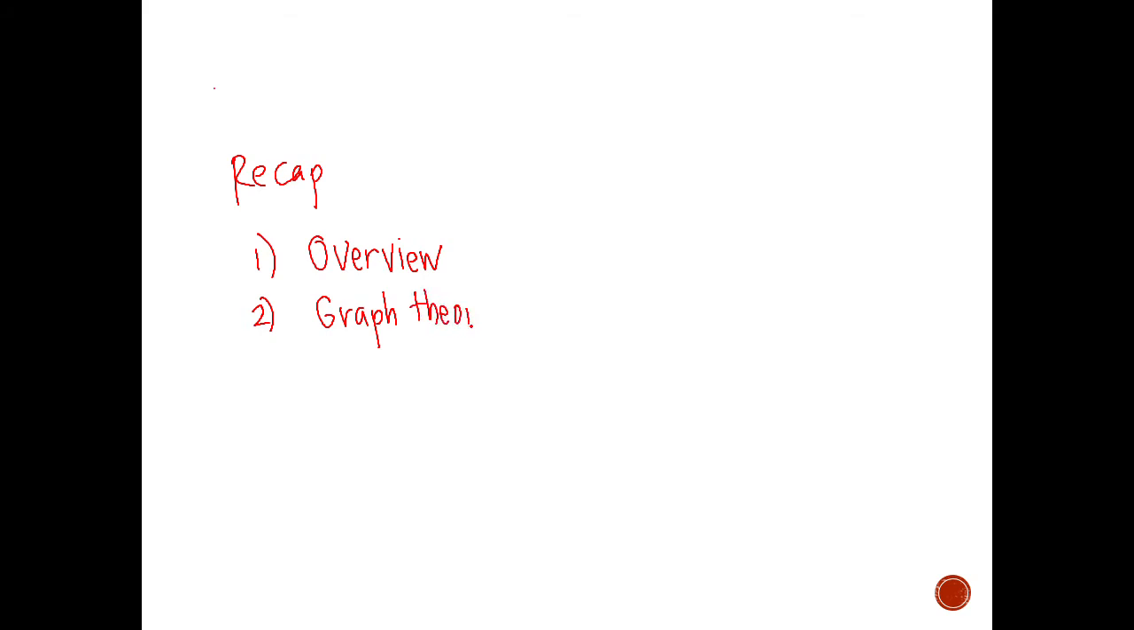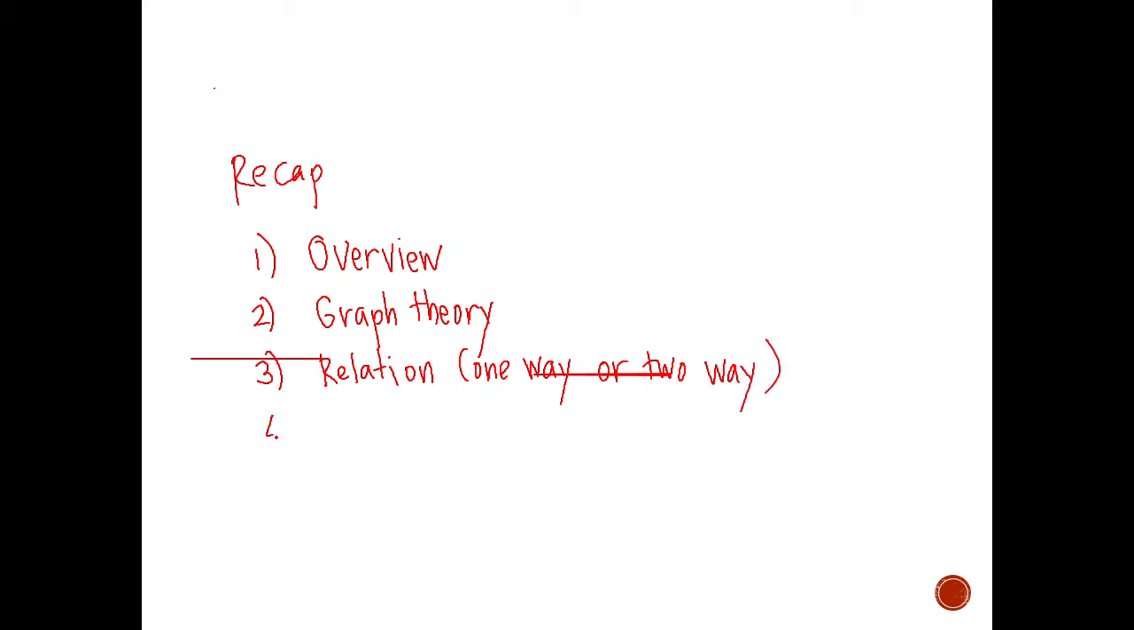Graph theory is a systematic study of relations between objects. The objects are represented by small circles, and the relations between them are represented by line segments. Now, the relationship between objects could be one way or two way, depending on the problem or what is being studied. And then finally, we also discussed the history of graph theory, which dates back to 1700.